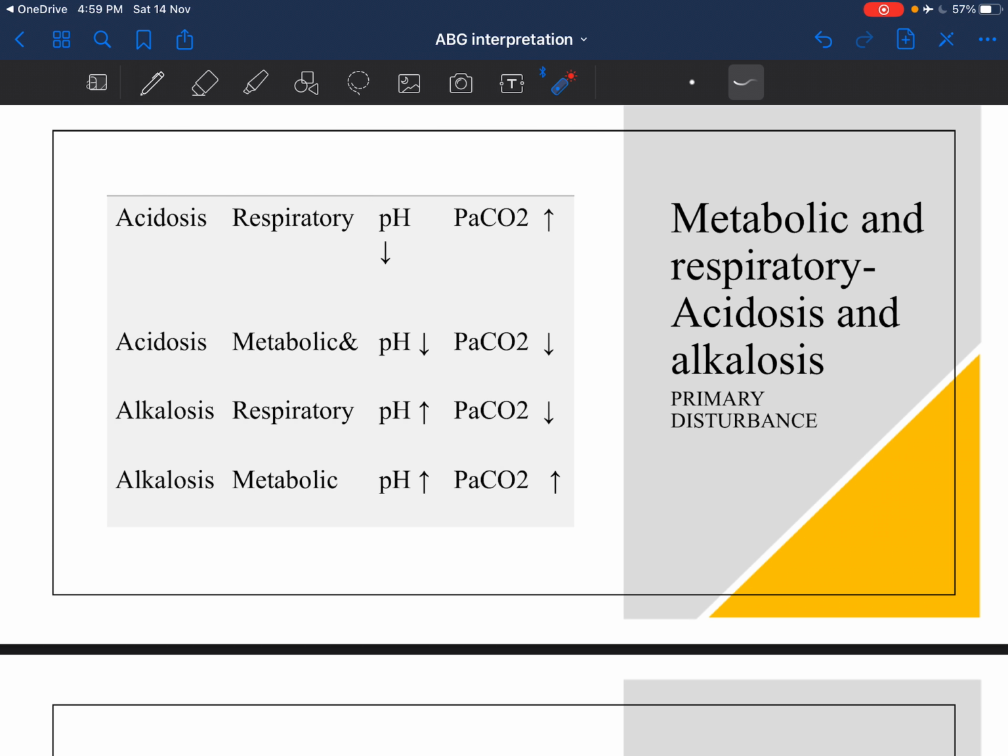Okay. In other words, in a metabolic state, you have acidosis, pH is reduced.